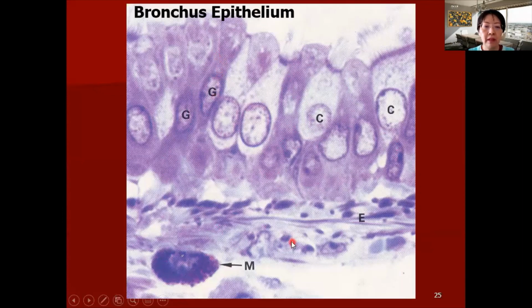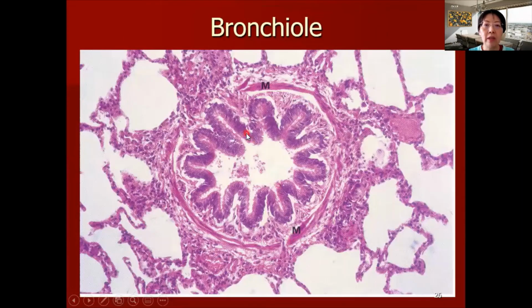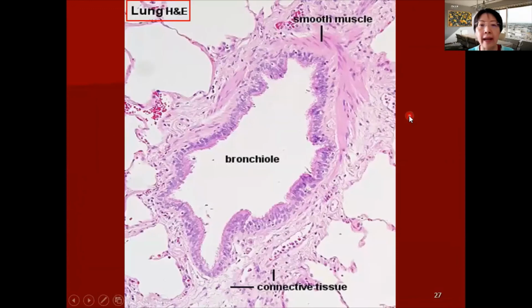Okay, right. Now this is our bronchiole. Why bronchiole? Because there's no fragmented cartilage. What you see is a highly folded epithelium layer, and then connective tissue and some smooth muscle. So this is our bronchiole, right? Then the rest of them here are all the alveoli.